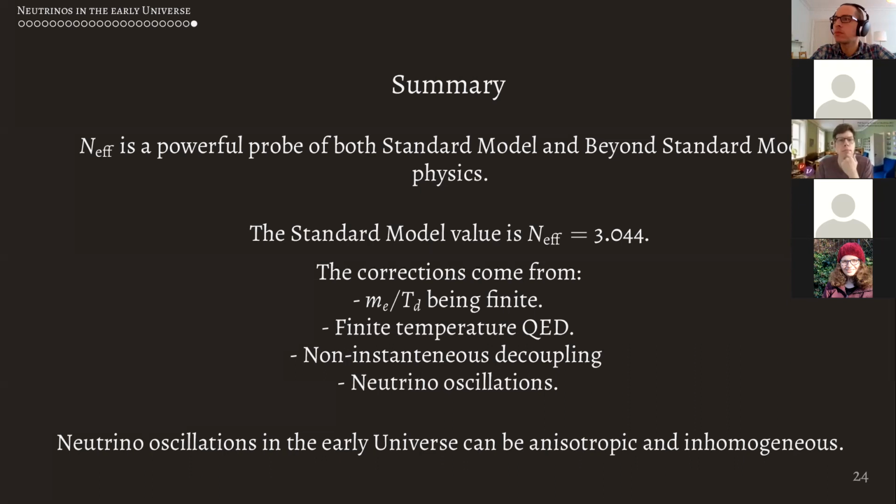So with this, I would like to summarize that N_eff is a very powerful probe of both standard model and beyond standard model physics. The standard model value is 3.044, and these corrections beyond 3 come from the finite non-zero electron mass, finite temperature QED, the non-instantaneous decoupling, and neutrino oscillations. We also saw how neutrino oscillations in the early universe can be anisotropic, and we expect them also to be inhomogeneous, but we do not have the numerical calculation for that case yet. So thank you very much for your attention.